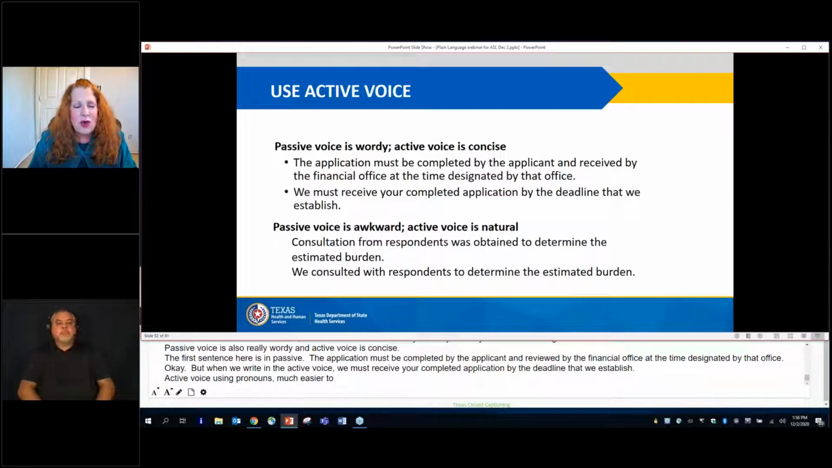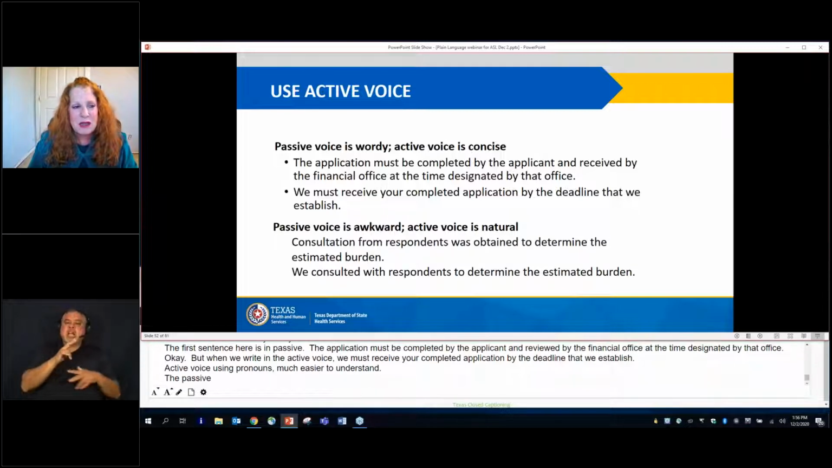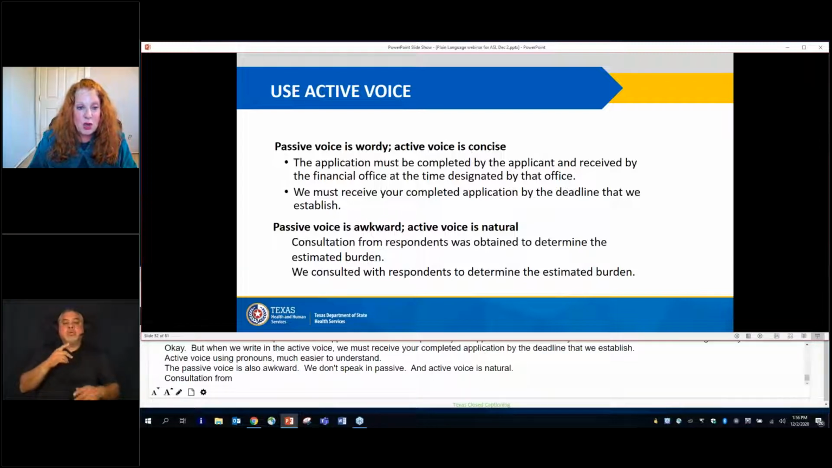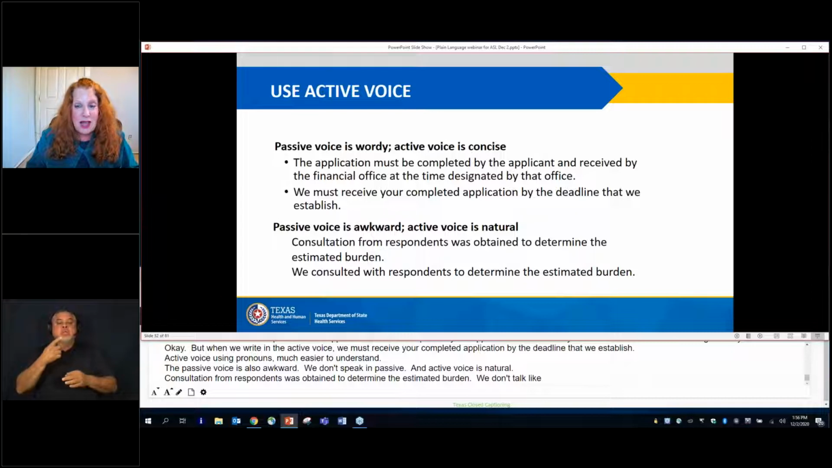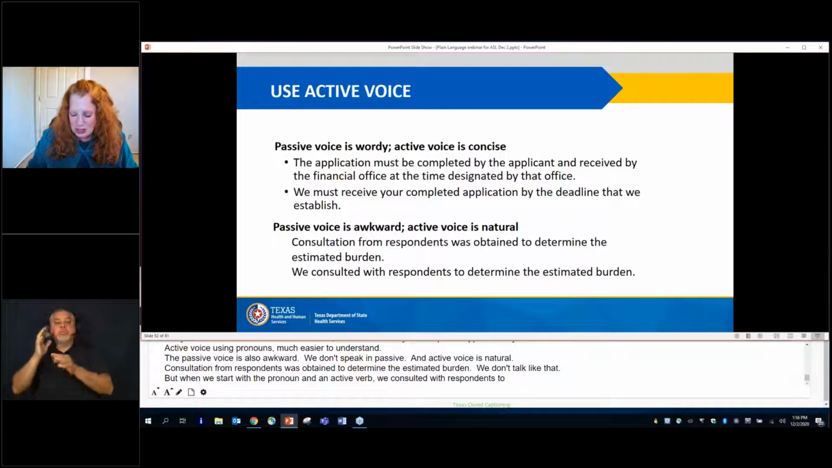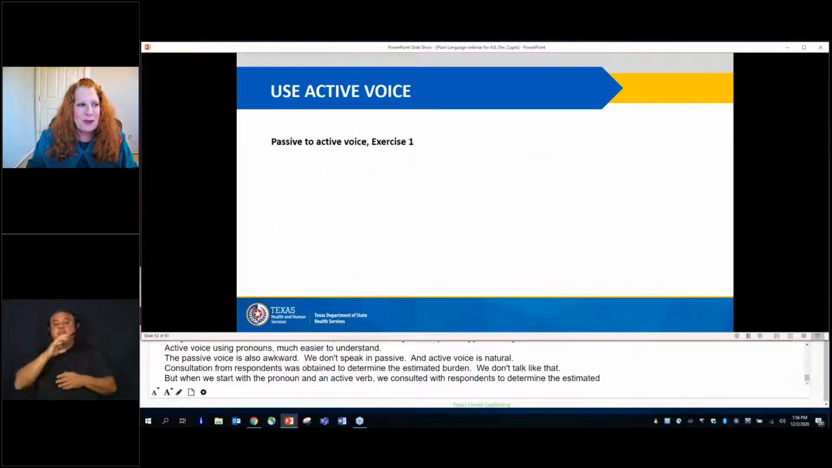The passive voice is also awkward. We don't speak in passive, and active voice is natural. Consultation from respondents was obtained to determine the estimated burden. We don't talk like that. But when we start with a pronoun and an active verb, we consulted with respondents to determine the estimated burden. So much easier to understand and clear.